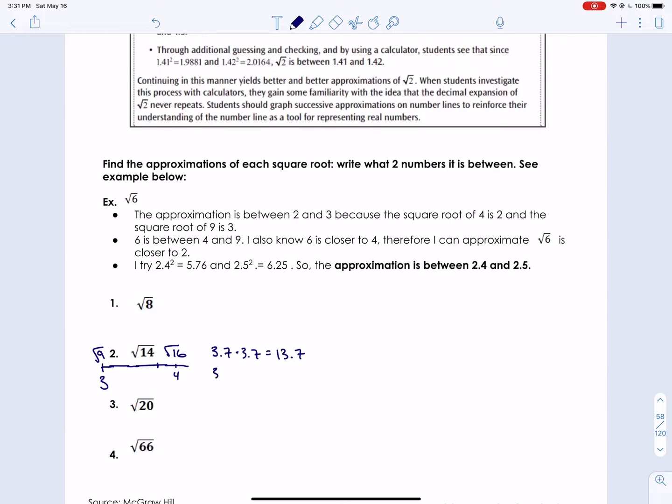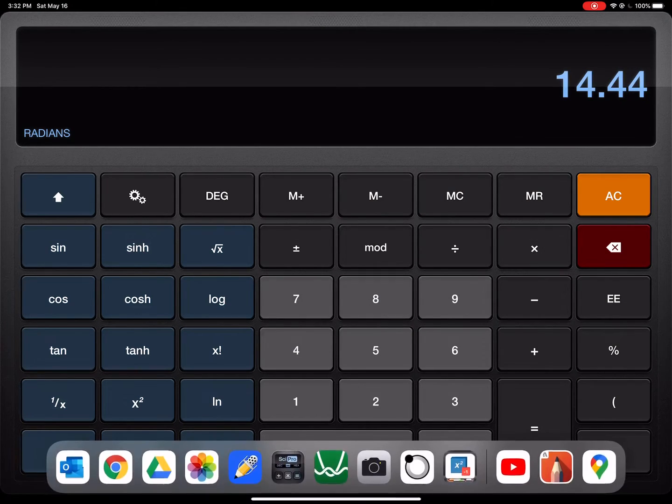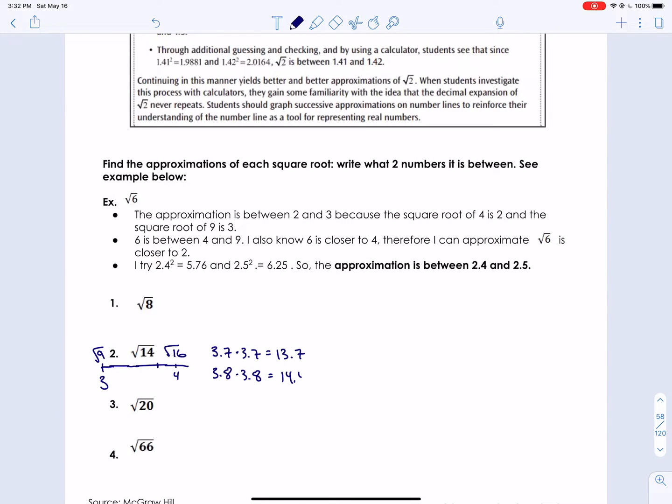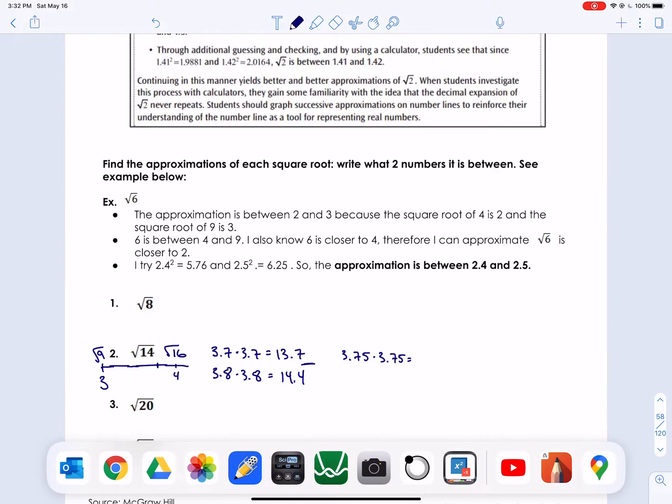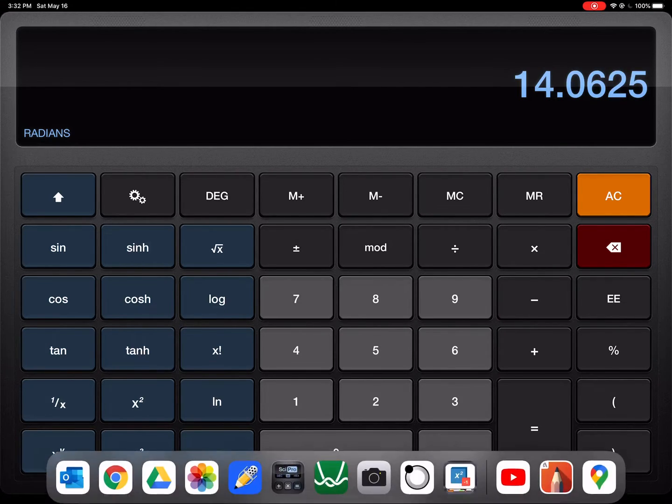So I might as well try 3.8 times 3.8. Let's see where that brings us. 3.8 times 3.8. 14.44, so 14.4. So it's definitely in between. So what number is in between 3.7 and 3.8? So I'm going to try 3.75 times 3.75. And let's see what we get. 3.75 times 3.75. 14.06. That's going to be close enough.